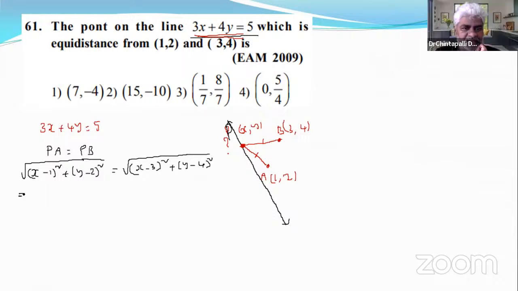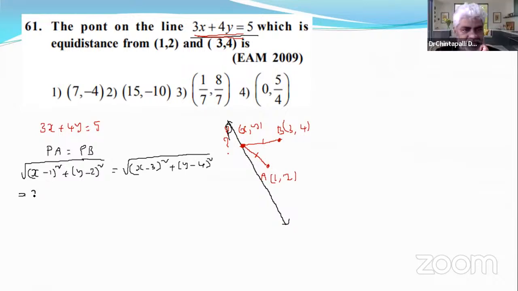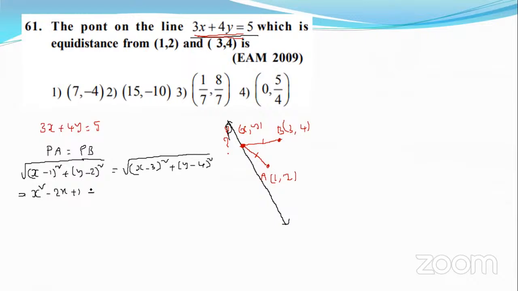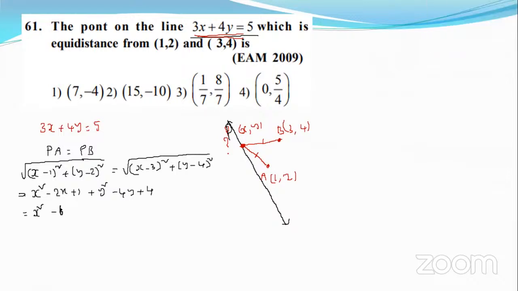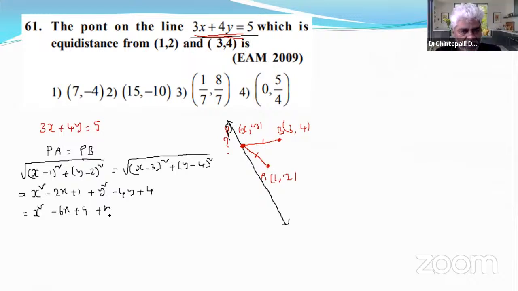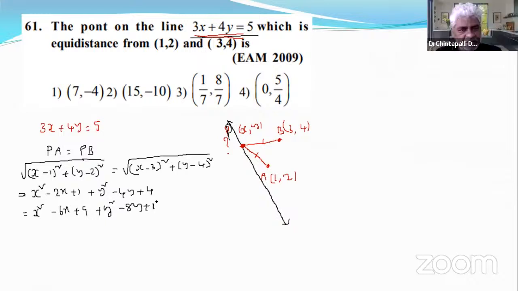Cancel the root on both sides. Expanding this, (x minus 1) whole square means x square minus 2x plus 1, plus y square minus 4y plus 4, is equal to x square minus 6x plus 9, plus y square minus 8y plus 16. x square cancels, y square cancels.